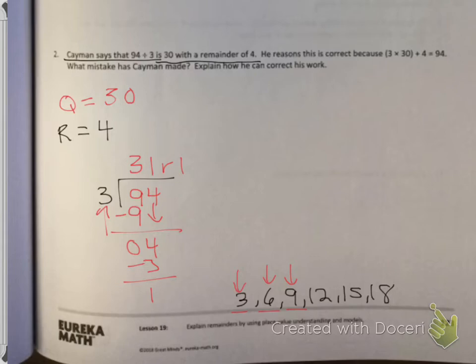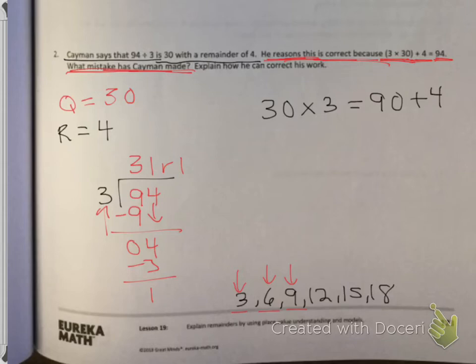However, let's see what he reasons. He reasons that this is correct because 3 times 30 plus 4 is 94. What mistake has Cayman made? Well, his first mistake is that we are making groups here, and he is understanding that 30 times 3 does equal 90. However, we still have 4. We still have 4 here, but it's not plus 4 because we're making groups.